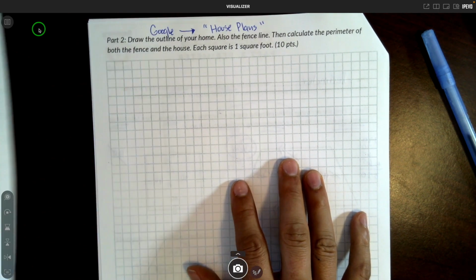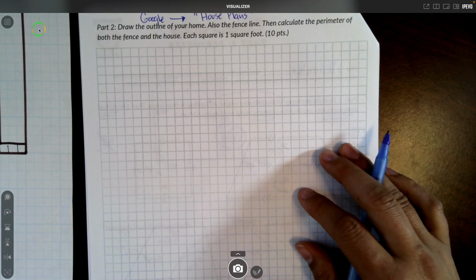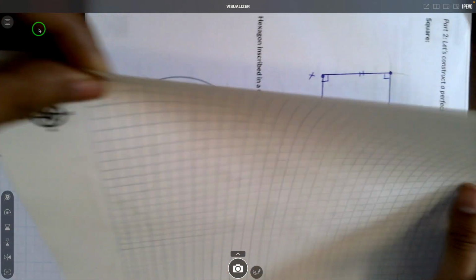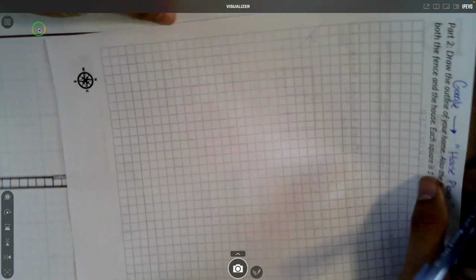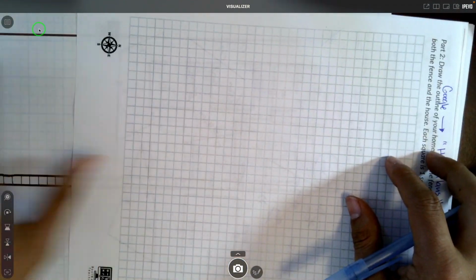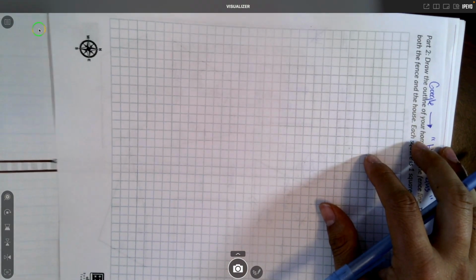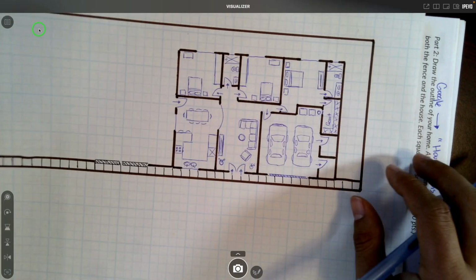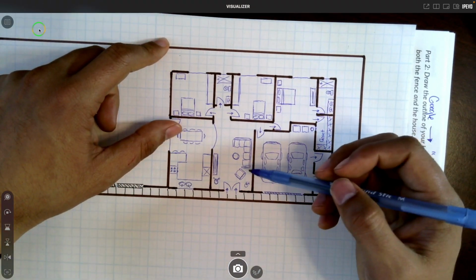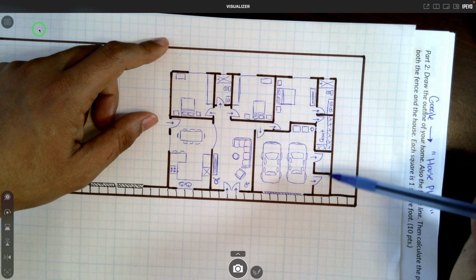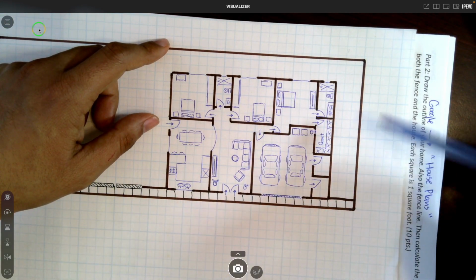If I was to redraw this, it might take me a little bit of work. Actually, it might be easiest if I was to just... no, it's not going to go through. I can't really see it, so I can't trace. So I'm just going to do it on here. So what do I need to do? I need to find the perimeter of the house and the house property.